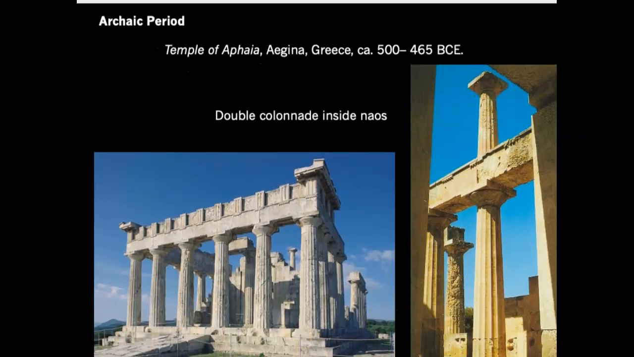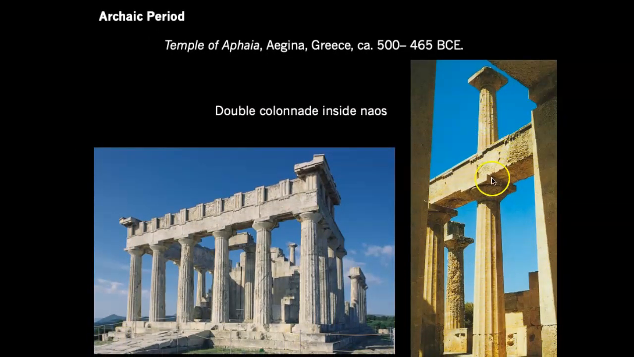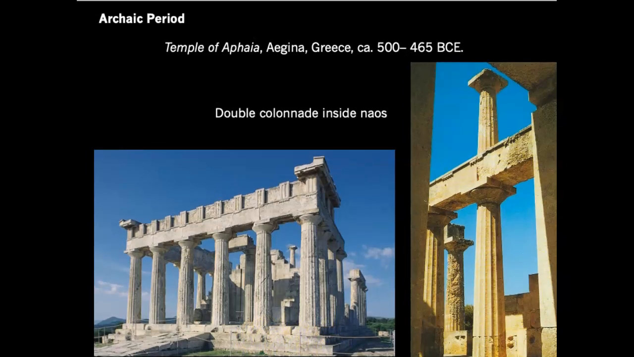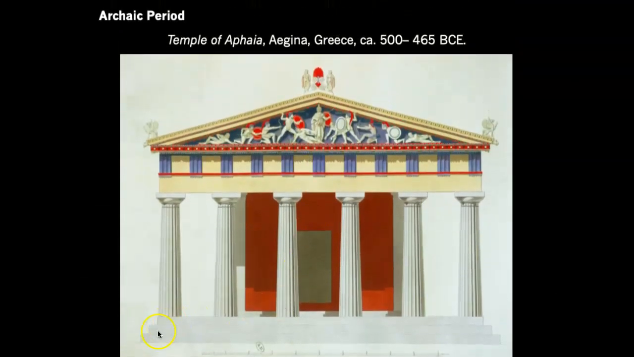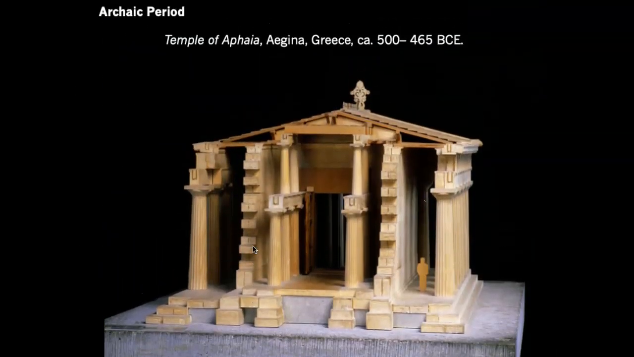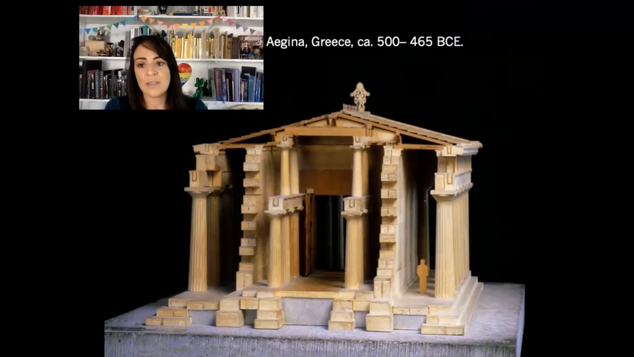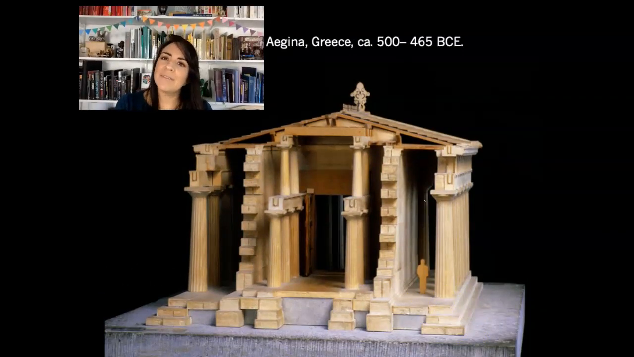Here, look at that. So here are some of those double row columns that were inside of the temple. And look at this, steps. So the temple doesn't sit directly on the floor or on the ground. It is elevated. You see it here? The temple is elevated off the ground. See it there? A platform that elevates the temple off of the ground.